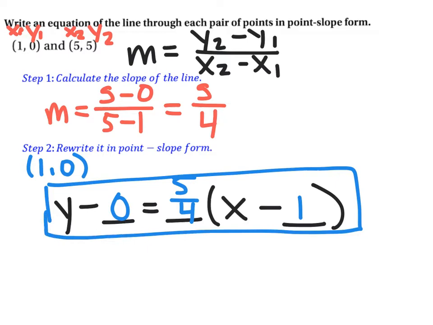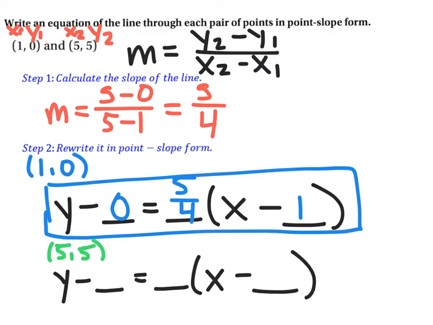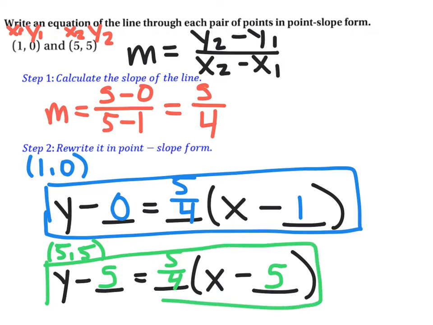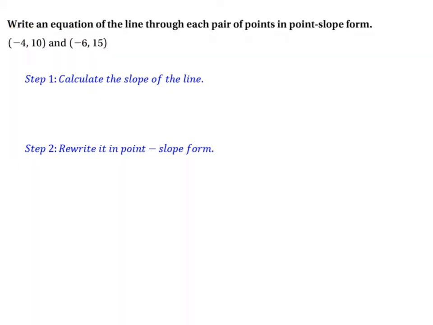If I had instead chosen to use the point 5, 5, my answer would be different. So I would substitute into that general formula again. So this time I'm going to plug in, my slope is 5 over 4, my y is 5, and my x is 5. So my final answer for this one is given here. And again, either of these answers is correct. Pause this video and take a minute to try the next one on your own.